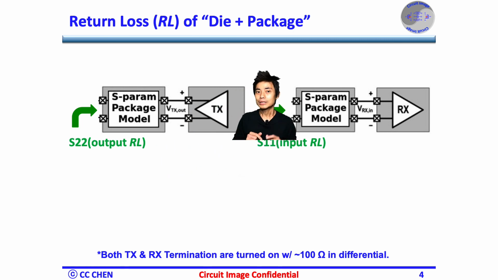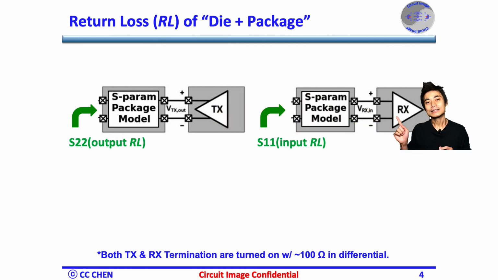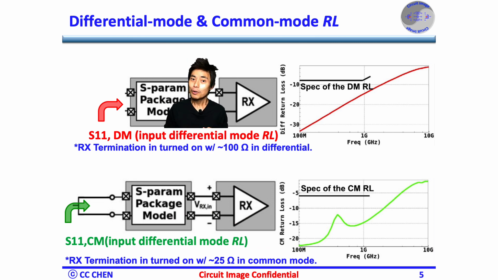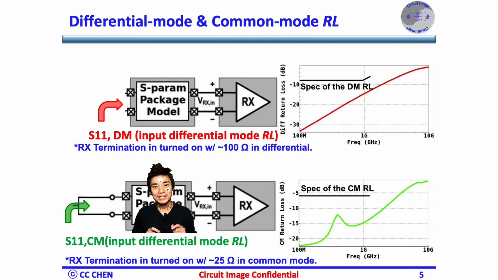From this differential topology of the TX and RX, there's still one subtlety of the differential operation. Think about the signal-mode images of the circuit operations for 5 seconds. Bingo! In addition to differential mode operation, the circuit must have a common mode operation for the DC biasing. Therefore, in addition to the differential mode return loss, we must check the common mode return loss as well to avoid the common mode reflection.